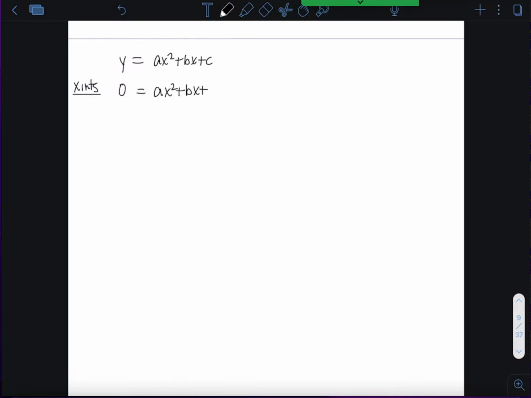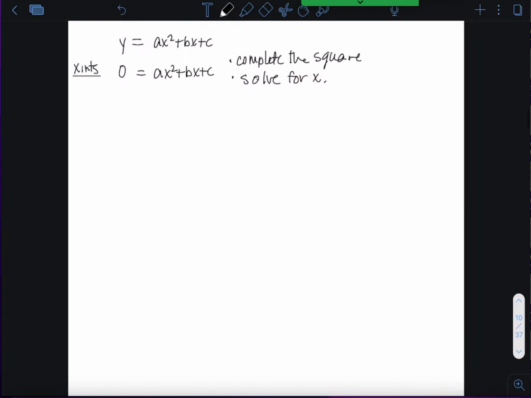And essentially what I'm going to do is complete the square and solve for x. Okay, it is a long one, so either be patient with me or you can skip ahead to the next thing. So how do I complete the square?